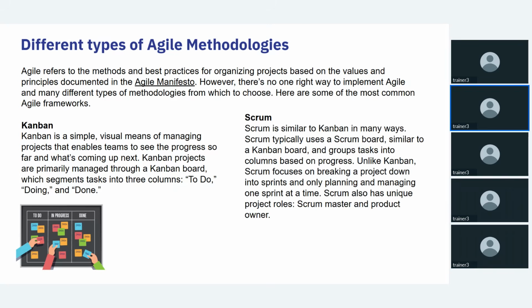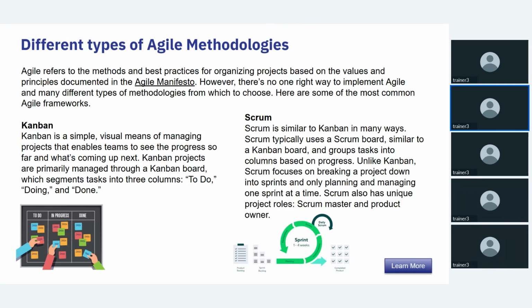The Scrum. This is one of the methods most similar to Kanban in many ways. Scrum typically uses a Scrum board. Okay, it will use another board similar to a Kanban board, which groups tasks into columns based on the progress. Unlike Kanban, Scrum focuses on breaking the project down into separate parts. Okay, we call them sprints.